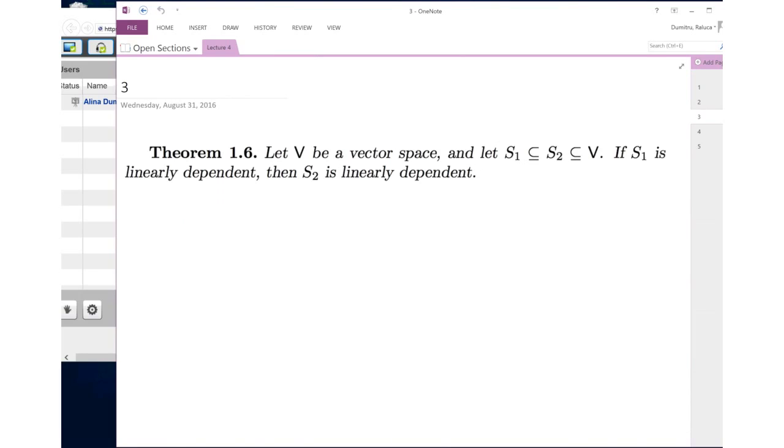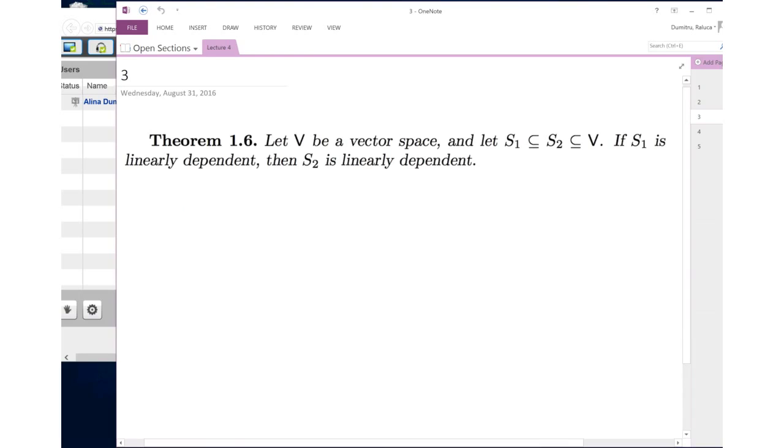Okay, so first result. If S1 is a subset of S2, with the smaller one being dependent, then the big one has to be linearly dependent as well. And the proof is pretty straightforward. As we said, you can use 0 coefficients for everything else.